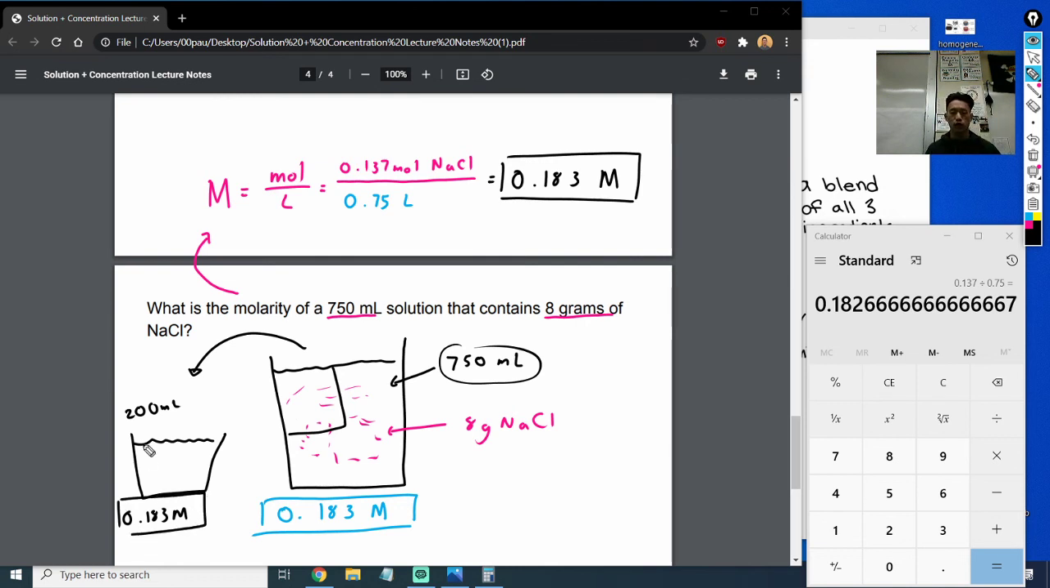So this is very helpful when we do labs because we can make a lot of a chemical, a solution, and we're still able to use it in different ways while keeping the same strength of the solution, the same concentration. Okay, so hopefully that was helpful.